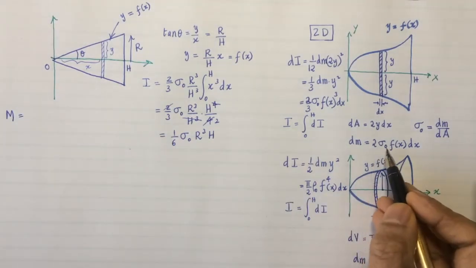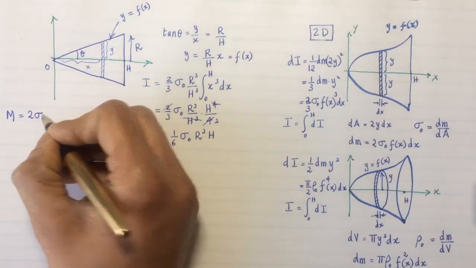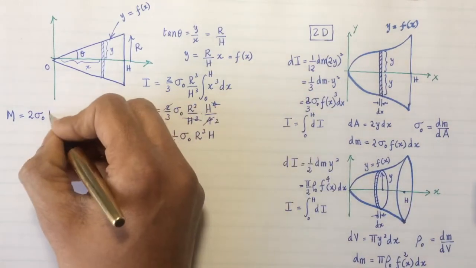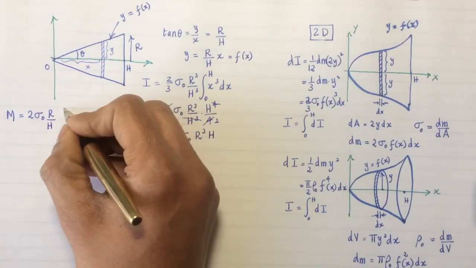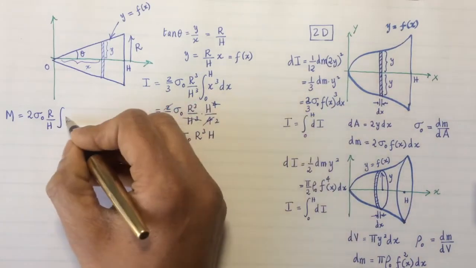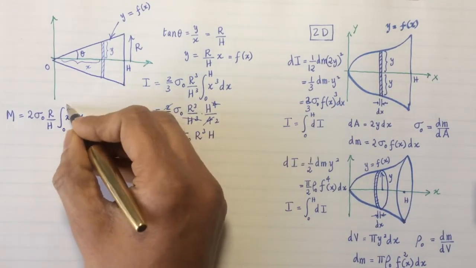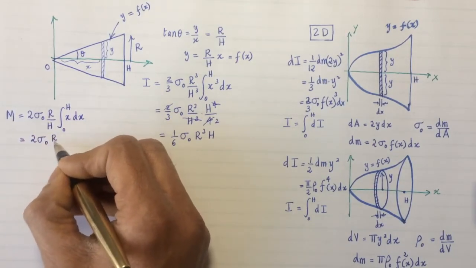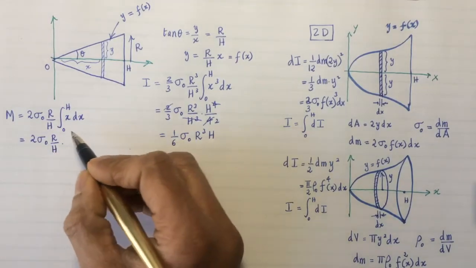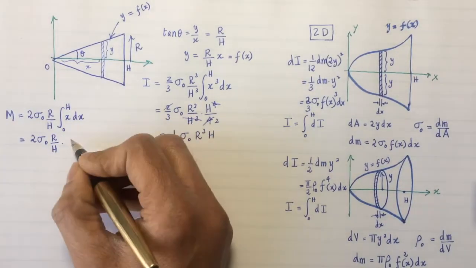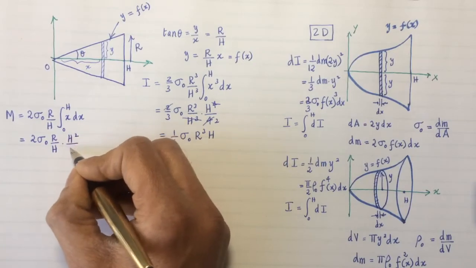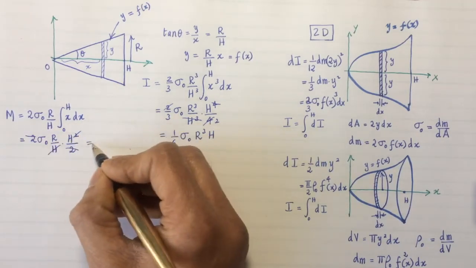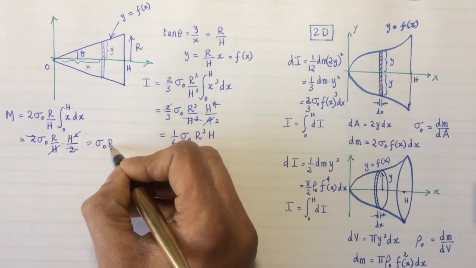Now for dm, I have 2 sigma naught that comes outside the integral sign times the integral of f of x, which has got r over h. So I'll bring that outside as well. And so that's going to be just x dx from 0 to h. That's 2 sigma naught r upon h. This is x squared over 2, so that's going to be h squared over 2 when you integrate it between the limits. And I'm going to get sigma naught r times h.